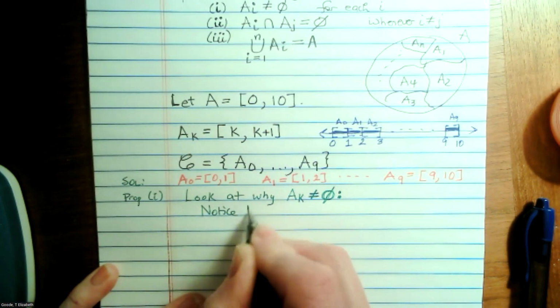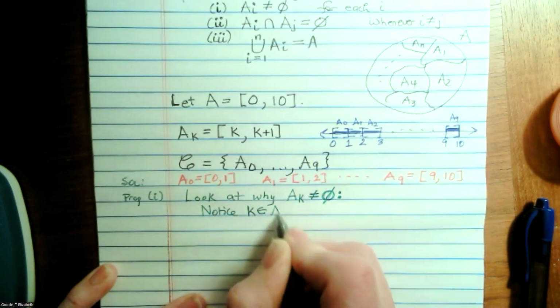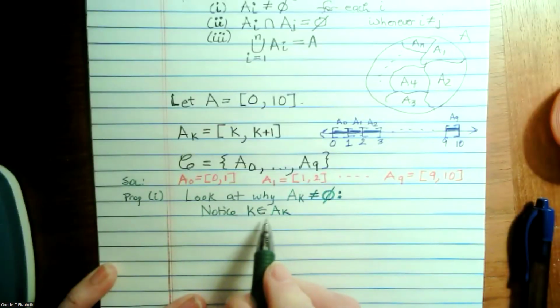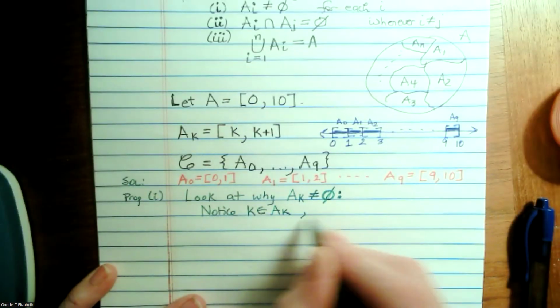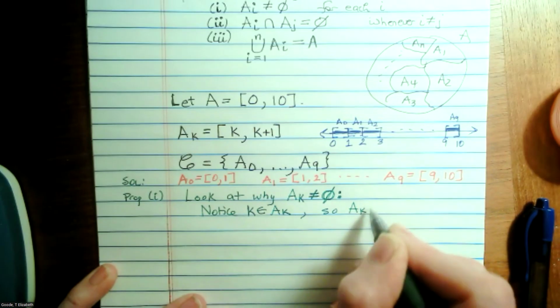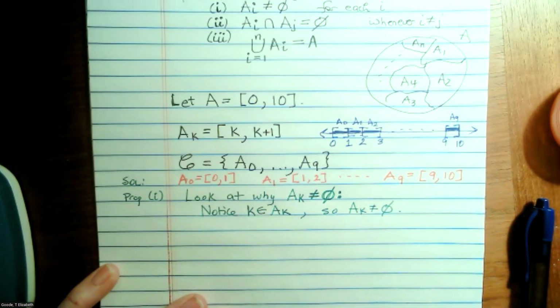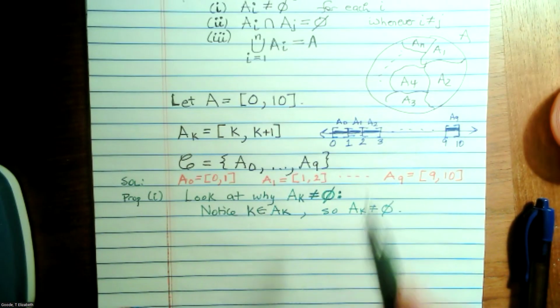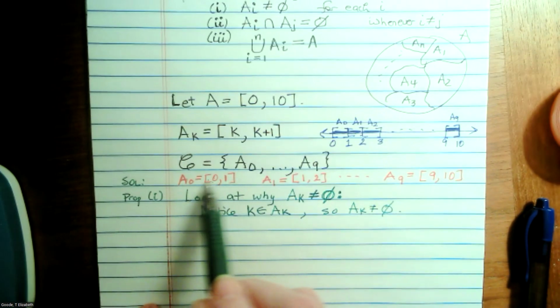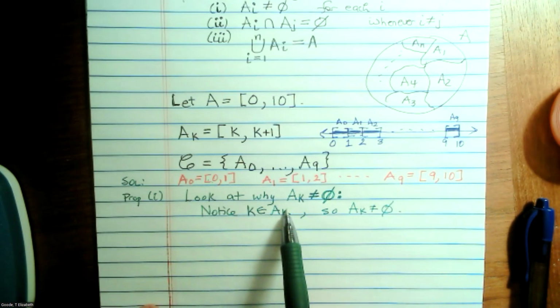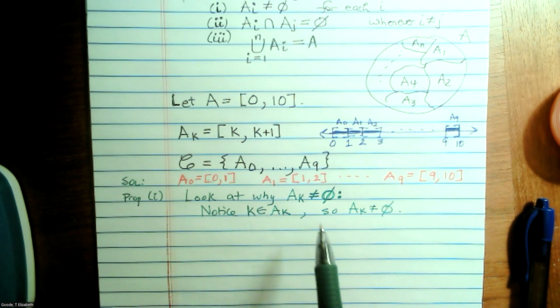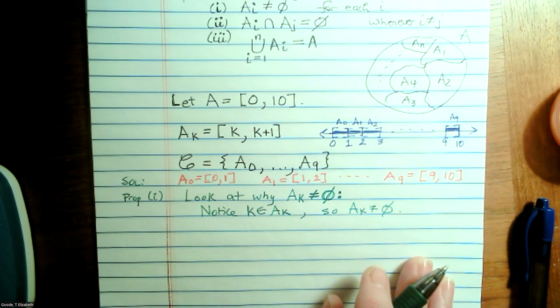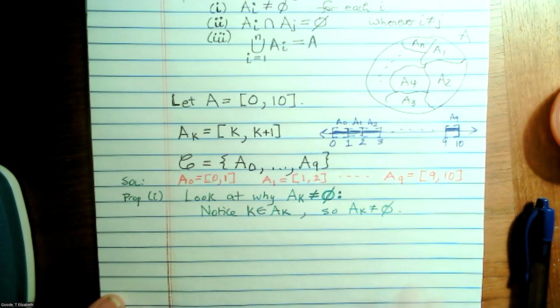notice, isn't k an element of A sub k? Yes. It's the endpoint, it's in there. So A sub k is not empty. That's all we need is one element. It's true, there's an infinite number of elements between 0 and 1, including 0 and 1, but for sure, the left endpoint is in there. And that way we can sort of talk about them all in one fell swoop. Does that make sense? Yes. So property one is done. They're definitely all non-empty sets.